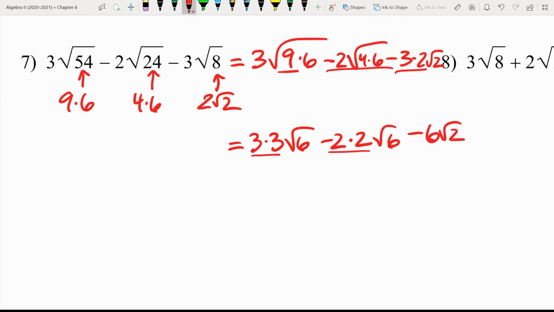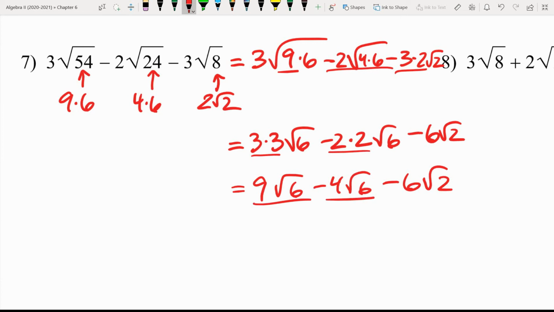If I multiply these together here, I get 9 square root of 6 minus 4 square root of 6 minus 6 square root of 2. So I have two terms that are like. Both these have square root of 6's in them. This square root of 2, I can't do anything with it, just leave it. But I can do 9 minus 4 for the square root of 6's, get 5 square root of 6 minus 6 square root of 2.